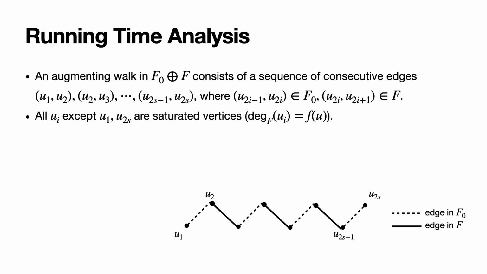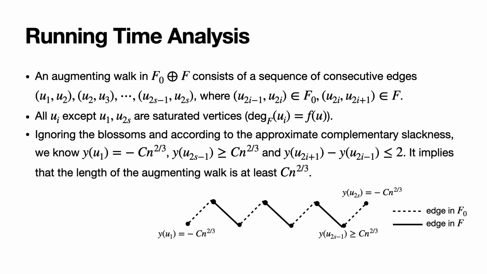An augmenting walk in F0 exclusive or F consists of a sequence of consecutive edges, alternating in F and F0. All the vertices except the endpoints are saturated. As the endpoints of the augmenting walk are unsaturated, its y value is minus C n^{2/3}. Ignoring the effect of blossoms, according to the approximate complementary slackness, the y value of the second last vertex is no less than C times n^{2/3}. And the difference between y_{u_{2a-1}} and y_{u_{2a+1}} is no more than 2. It implies that the length of the augmenting walk is at least C times n^{2/3}.